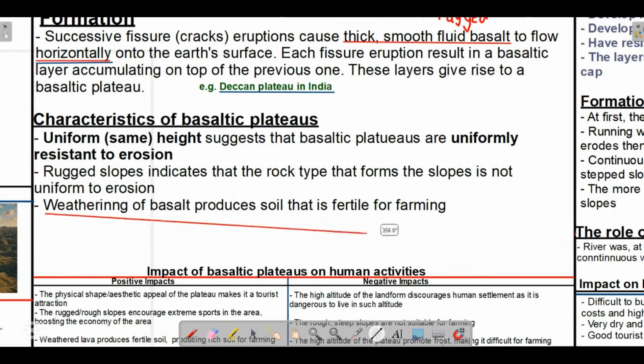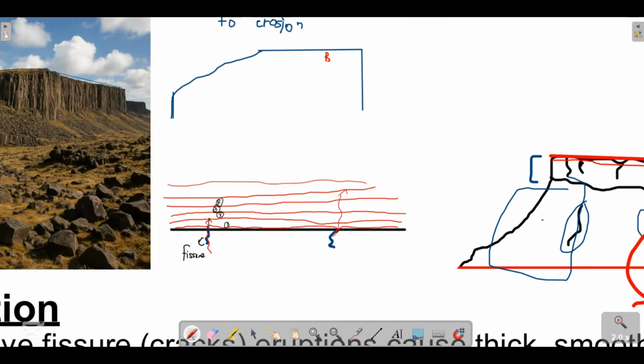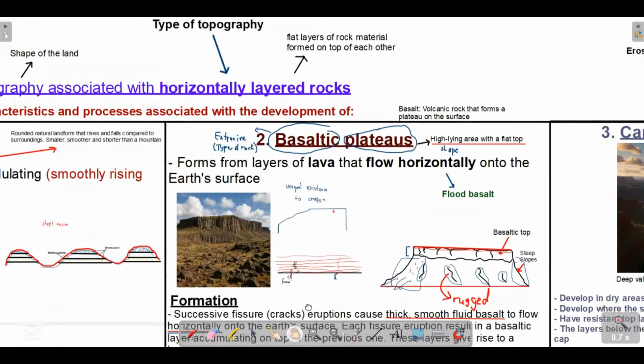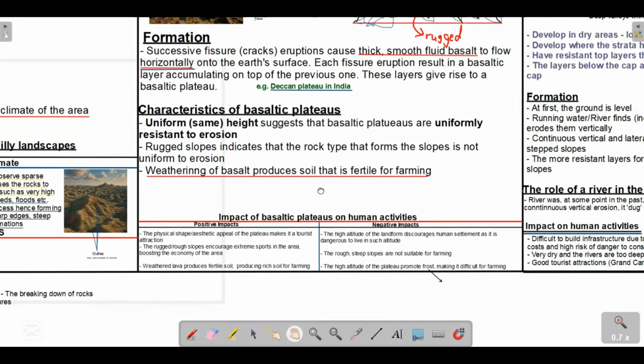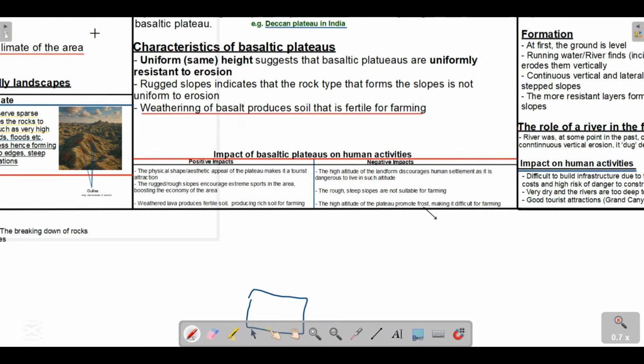And the weathering of basalt produces soil that is fertile for farming. So basalt weathers, so it breaks down, it has cracks, breaks down, so that is weathering, and then it is eroded. So these bits and pieces of these rocks will form soil. Soil forms from rock. You first have rock, and then that rock is exposed to erosion and weathering. It breaks down, and its bits and pieces will form soil.